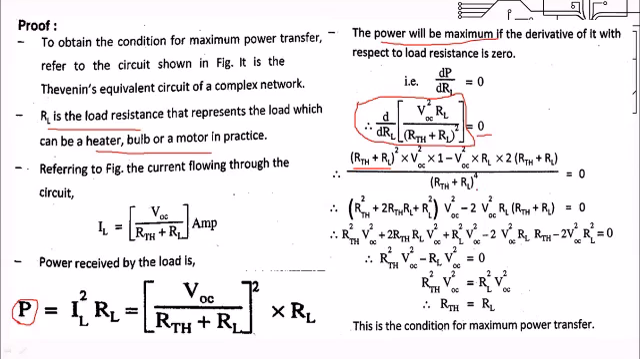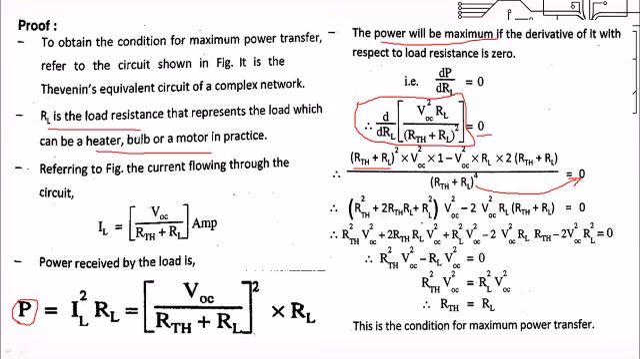Now solve this equation. How to solve? Move the division term to the right hand side: 0 into RTH plus RL raised to 4 is 0. Then solve this. RTH plus RL whole square is the A plus B whole square formula, so A square plus twice AB plus B square. So RTH square plus 2 RTH RL plus RL square, into VOC square, into 1, minus 2 VOC square RL into RTH plus RL is equal to 0.